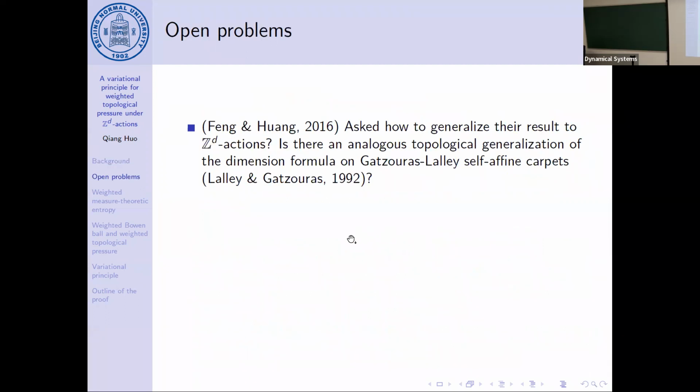So there are still some questions unsolved that I want to introduce here. At the end of their article, Feng and Huang asked how to generalize their result to more general group actions dynamical systems, for example, the abelian group. And they also asked, is there an analogous topological generalization of the dimension formula for general Lalley-Gatzouras self-affine carpets?